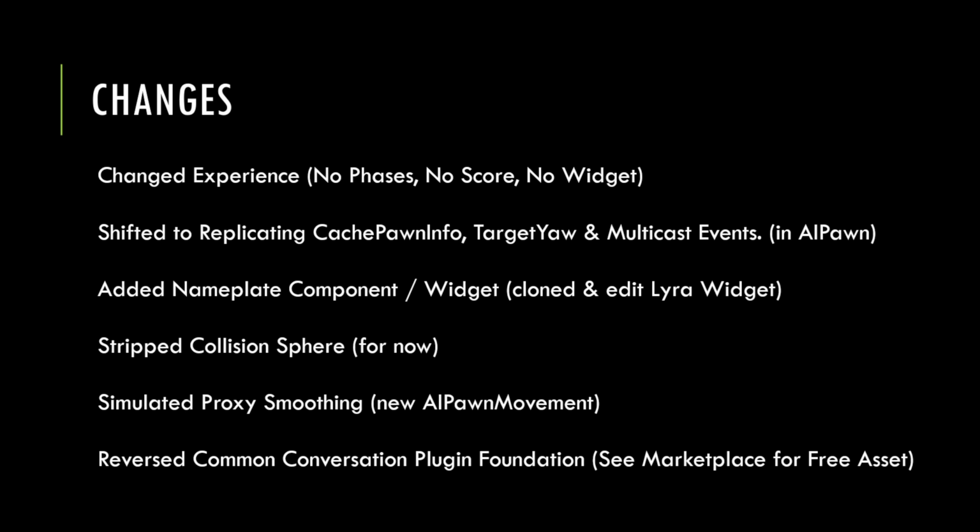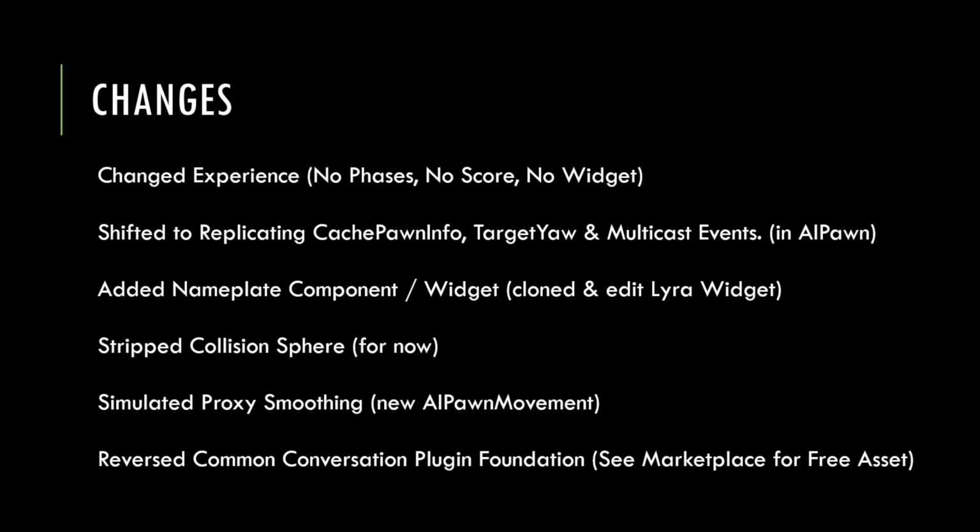Then in testing, we realized that our assumptions around replication between client and server were not holding true. So we stepped back and rethought how we were sending data back and forth between the server and the client, and ended up with this approach: replicating the cached pawn info upon wake up and sleep, so that's only replicated when the AI is awoken or put to sleep. We also replicate the float variable target yaw when we rotate the character. And then we have two multicast events, one for the sound effect and one for the anim montage. Those needed to be done through multicast, and we'll talk about why in a few moments.